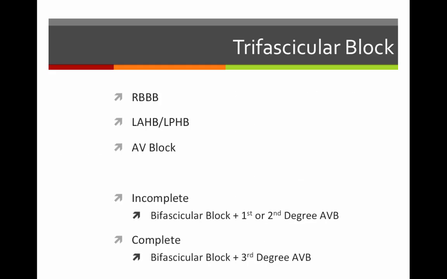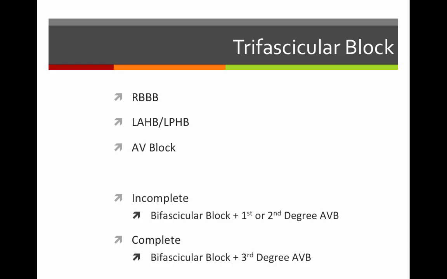Now your trifascicular block, we're just adding another element to our bifascicular block. So if you remember back to your bifascicular blocks, we need a right bundle branch block and either a left anterior hemiblock or a left posterior hemiblock. Now on top of that bifascicular block, we're adding some sort of AV block. So parlance-wise, we're calling it an incomplete trifascicular block if we've got that bifascicular block and either a first or a second degree AV block, then we're calling it a complete trifascicular block if it's got that bifascicular block and a third degree AV block.